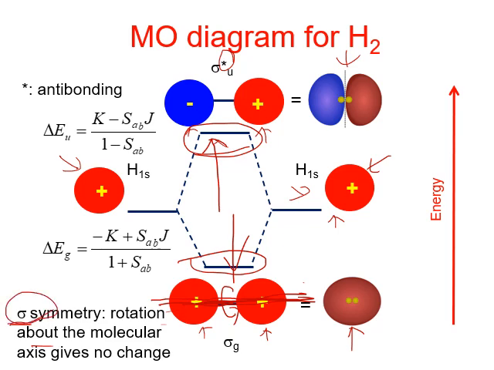And for the anti-bonding molecular orbital, this is the molecular axis, and when you rotate, the negative is still negative, positive still positive, and therefore it doesn't change sign, it's symmetric, and so that's also a sigma bond. So a sigma bond is rotation symmetric. So for s orbitals, the bonding molecular orbital and anti-bonding molecular orbital are both sigma bonds. They are both symmetric when you rotate along the molecular axis.